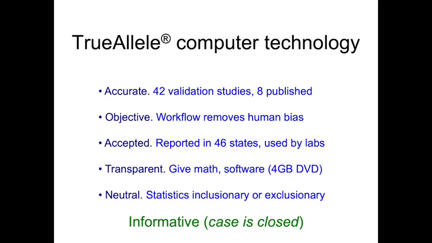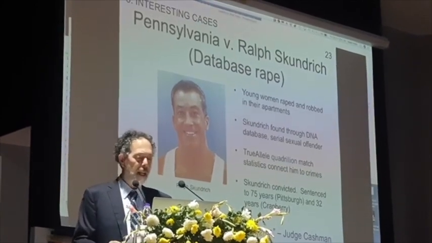The statistics can exclude innocent people as well as include offenders. The methods are informative. There's always the statistical result. It could be small, it could be large, it could be inclusionary or exclusionary, but the cases are closed because we get information. Here are some interesting cases.